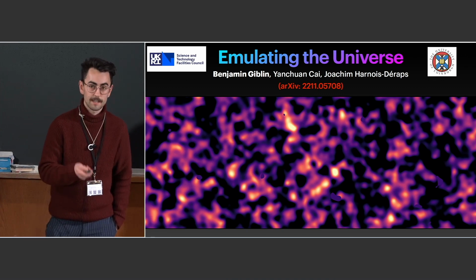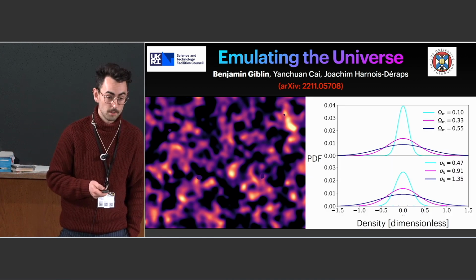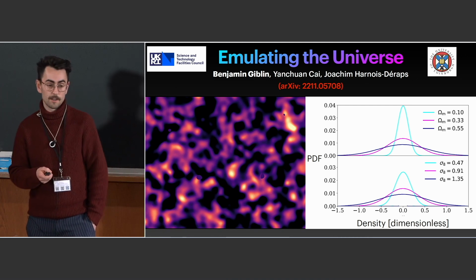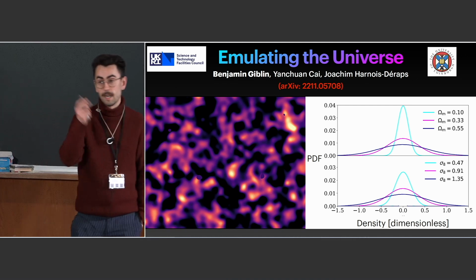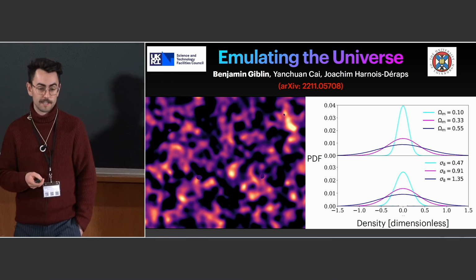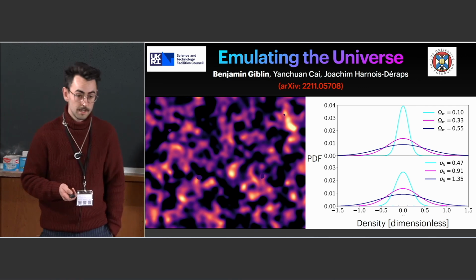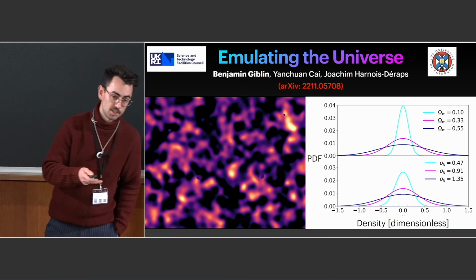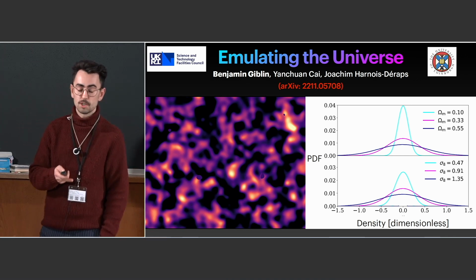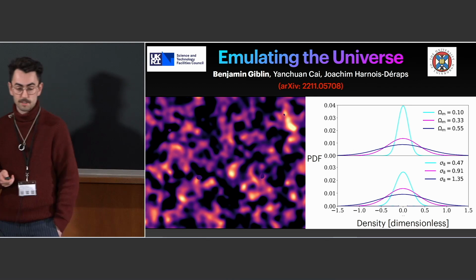So the statistic that we use to extract more information from this data is quite simple. It's simply the probability density function of these maps, how many pixels there are of a given density. This is sensitive to cosmological parameters. You can see the variation of this statistic with the mass energy density omega m and the amplitude of density fluctuations sigma 8 in the upper and lower panels here.